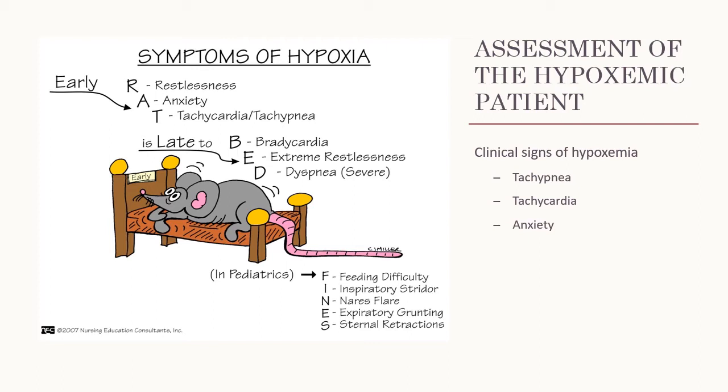In pediatrics, since small children can't always tell us what they're feeling, we also consider feeding difficulty, inspiratory stridor, nasal flaring, expiratory grunting, and sternal retractions. An easy mnemonic to remember is: early RAT, for early signs, is late to bed. Bed being bradycardia, extreme restlessness, and dyspnea. And if he's late to bed, he will get a fine: feeding difficulty, inspiratory stridor, nasal flaring, expiratory grunting, and sternal retractions.